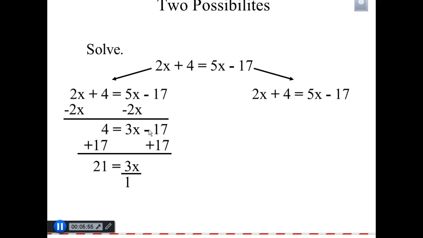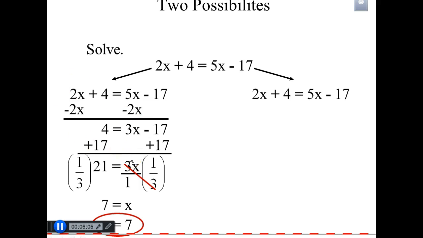So we got 21 equals 3 times what? And we can multiply by the reciprocal on both sides, and we'll get our answer of 7. Now, the other way says, oh, by the way, you can divide by 3 instead of multiplying by a third.